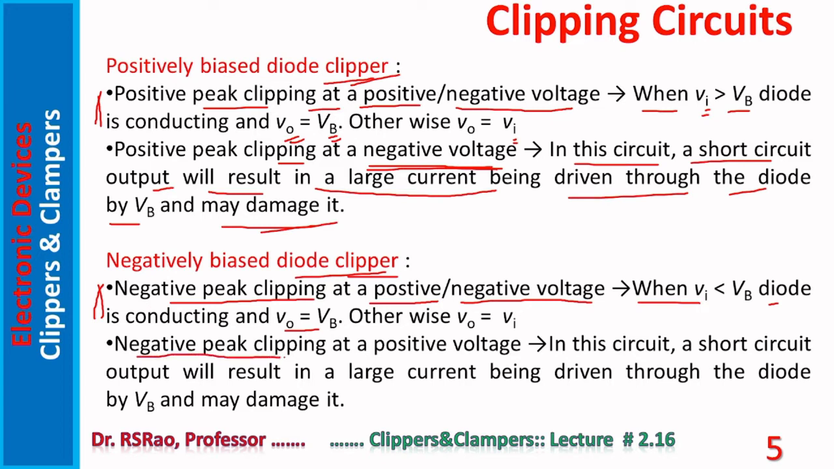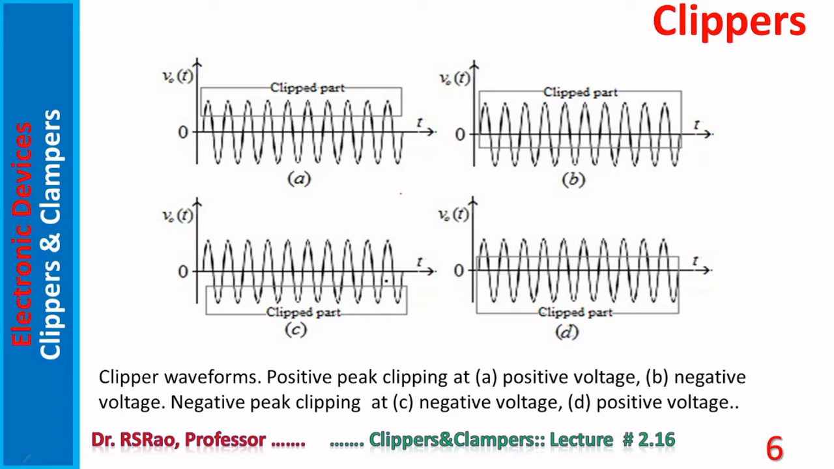Next, negative peak clipping at a positive voltage. In this circuit, a short circuit output will result in a large current being driven through the diode by Vb and may damage it. It's a point of caution. The waveforms, input waveform and output waveform of different clipper circuits are shown. See circuit A, B also, they belong to positive peak clipping category. C and D belong to negative peak clipping category.